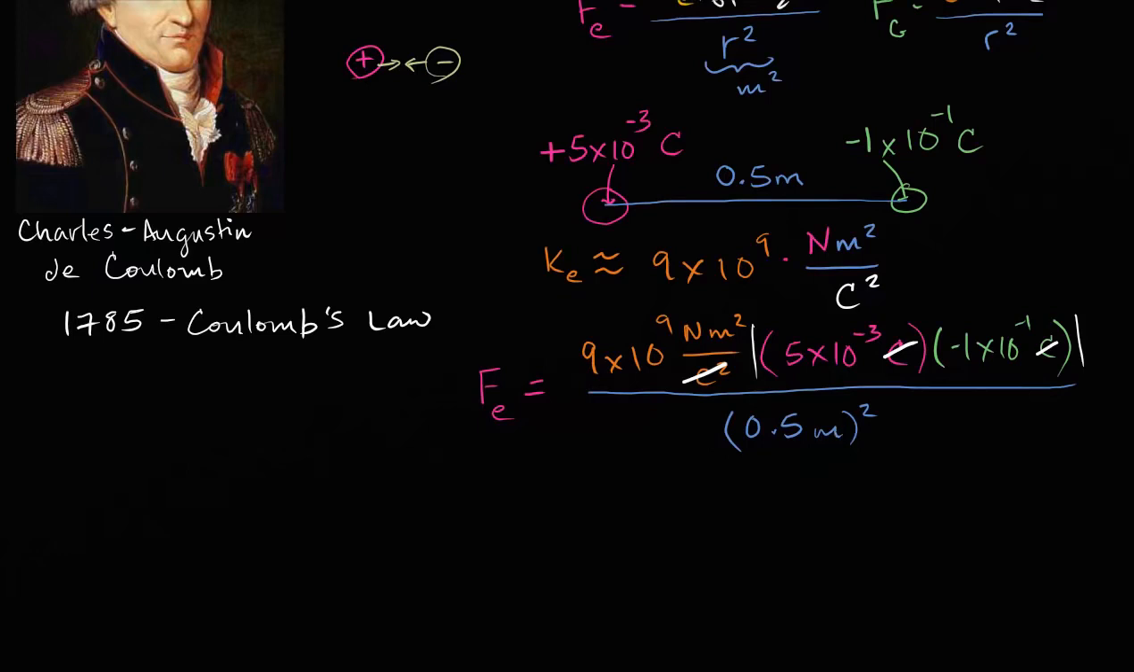So in the numerator, we are going to have 9 times 5 times, well, we take the absolute value, it's just going to be 1. So 9 times 5 times negative, 5 times negative 1 is negative 5, but the absolute value there, so it's just going to be 5 times 9. So it's going to be 45 times 10 to the 9 minus 3, minus 1. So 6, 5. So that's going to be 10 to the 5th. The coulombs already canceled out.